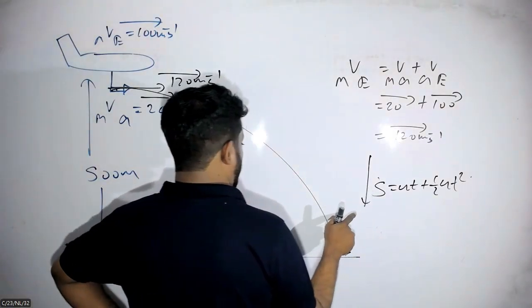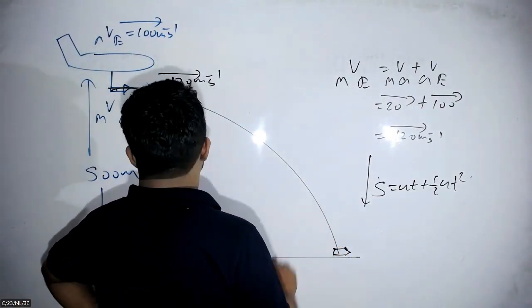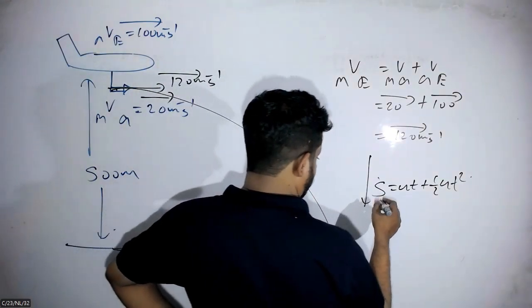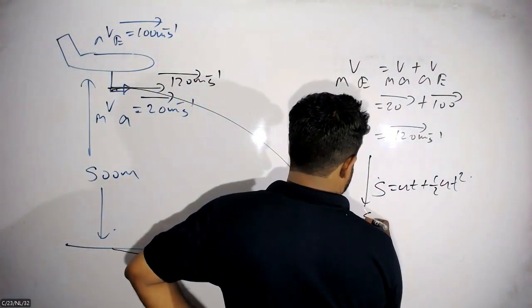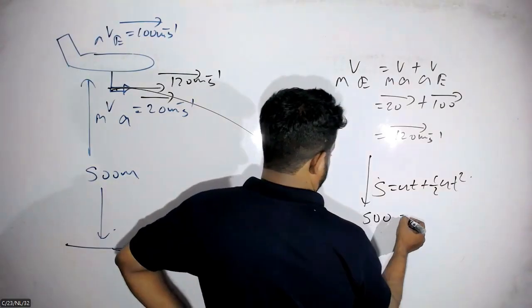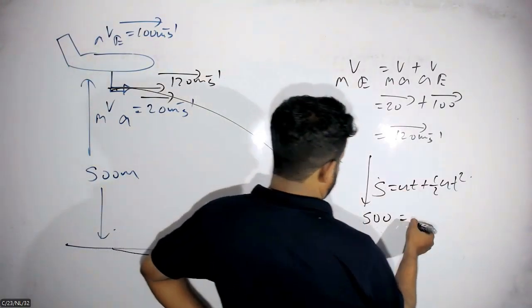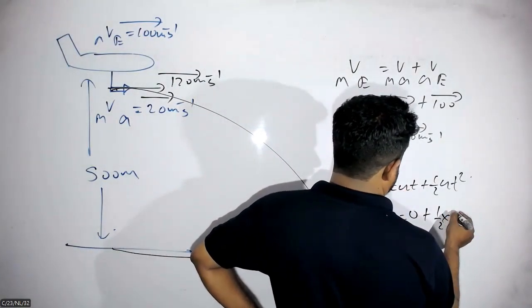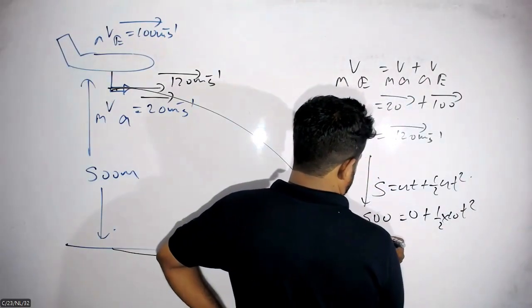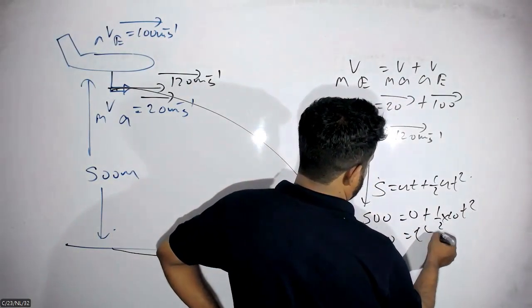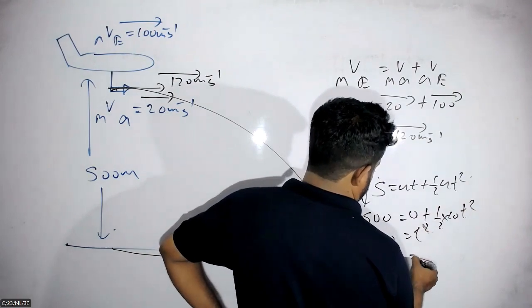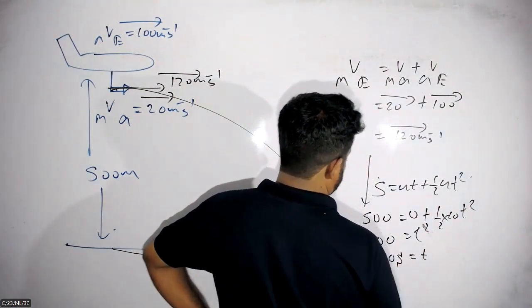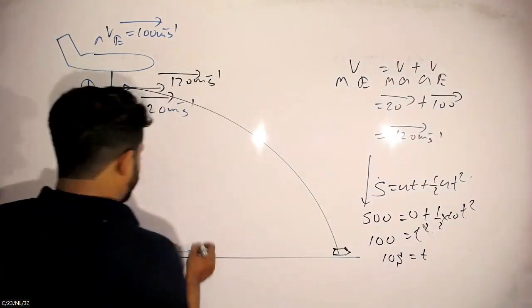First, you need to identify the time taken by the missile to hit the ground. Vertical displacement is 500 meters. Initial vertical velocity is 0, right? 500 = half into 10 into t squared. Then 100 = t squared. t is equal to 10 seconds. Then you can identify the range.